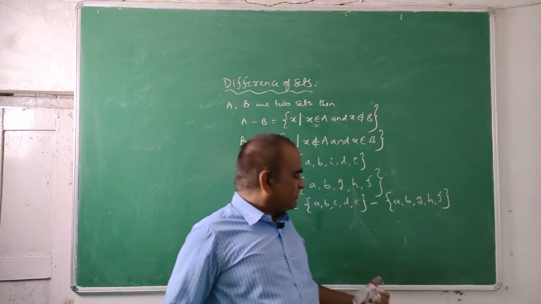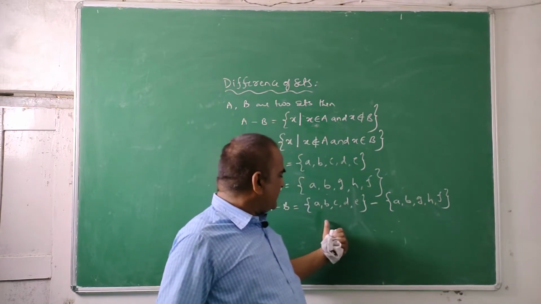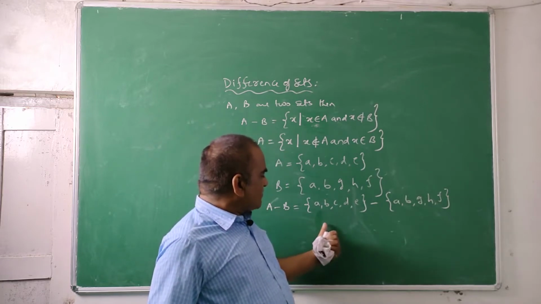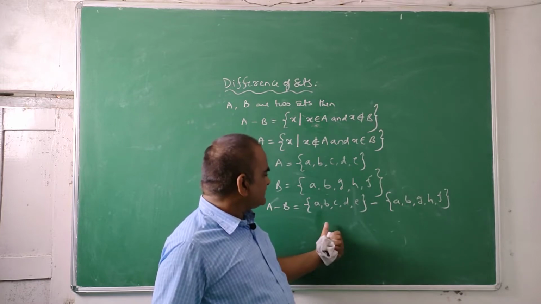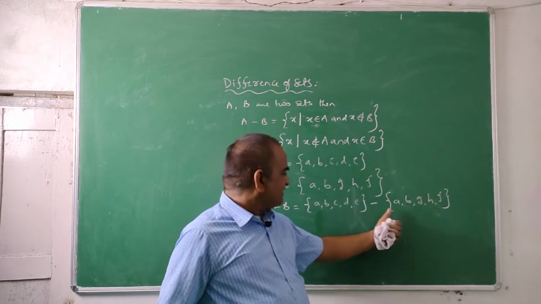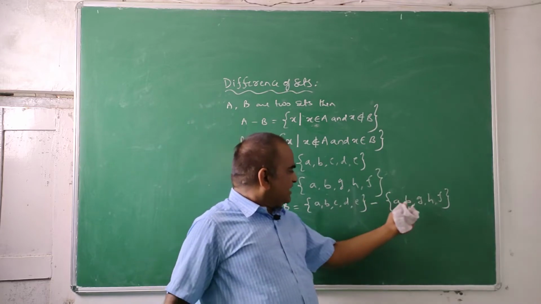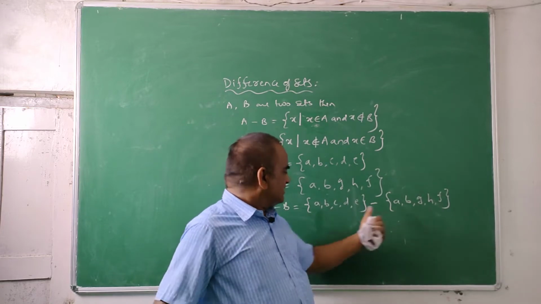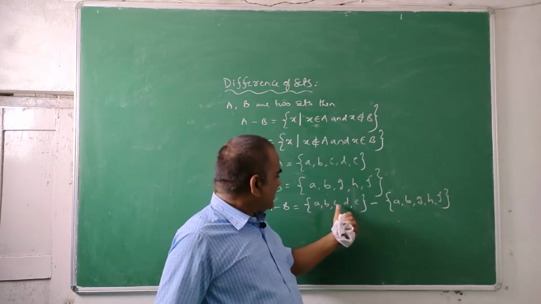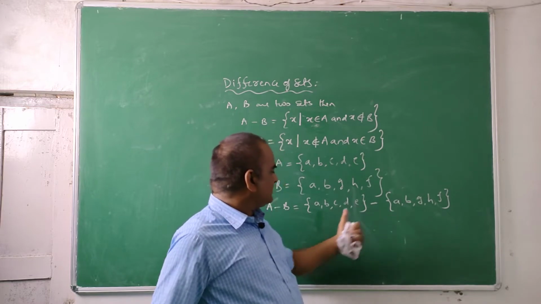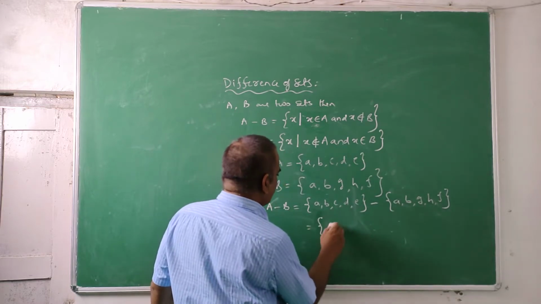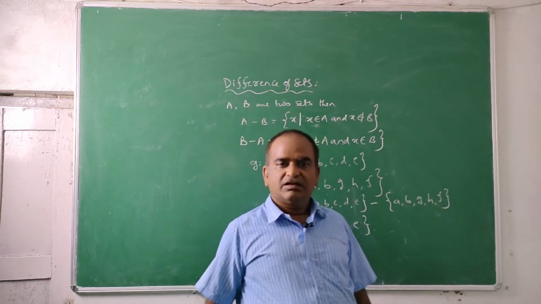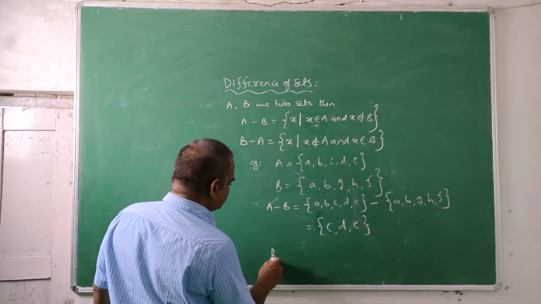So now you have to collect the exclusive elements of A. You have to ignore the common elements and collect only the elements of A. So first you see what the common elements are here and here. You are seeing a and b are the common elements in both the sets. So now ignore a and b and collect only the elements c, d, e. That is called A minus B. Now let us go for B minus A.